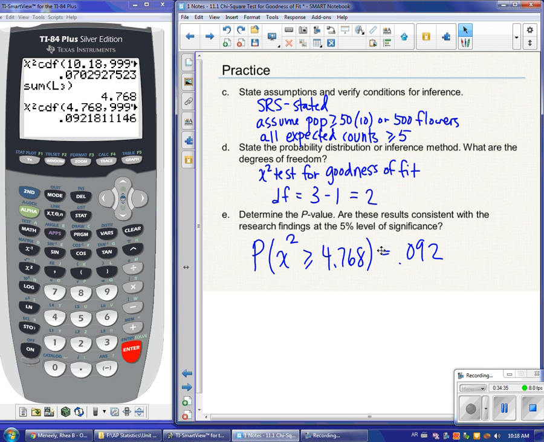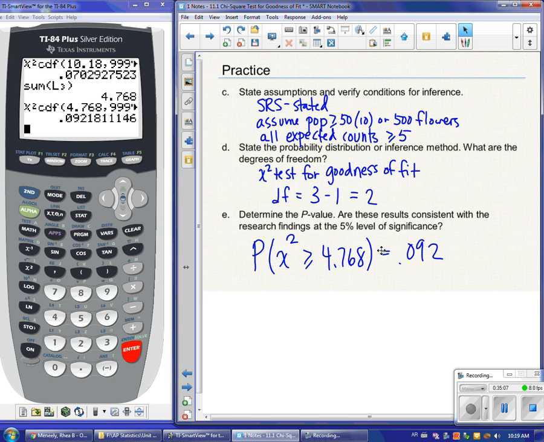Okay, so that's my p-value. And then we want to go ahead and determine whether or not that gives us evidence that our claim is false. And because our p-value is greater than 5%, we cannot reject the null hypothesis because our result is not significant. So we can't conclude that the results are not the same as the research findings. So we can't conclude that there's a difference. Okay.